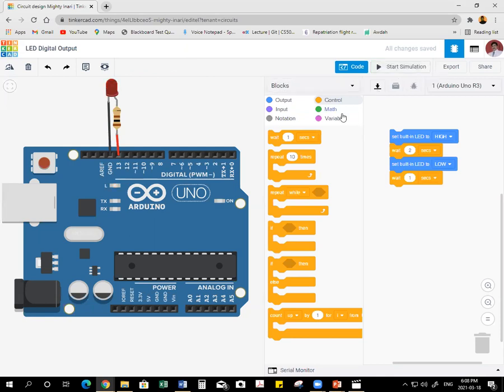Okay. Now we have another 10 minutes. In this, we will see LED analog output, not digital. Then we'll go for the Maghrib Salah. Okay. So I just finished.